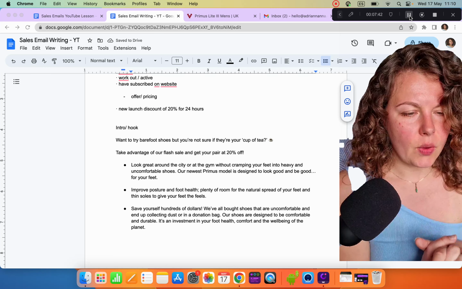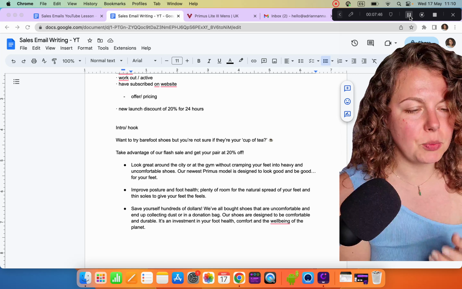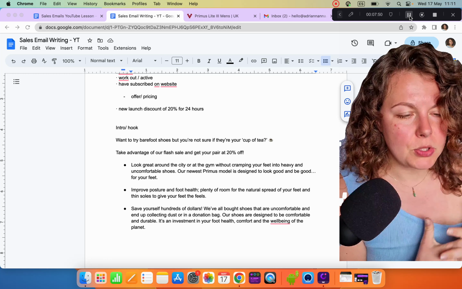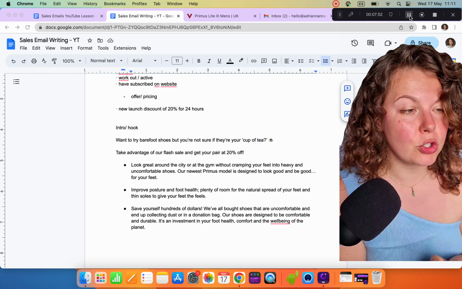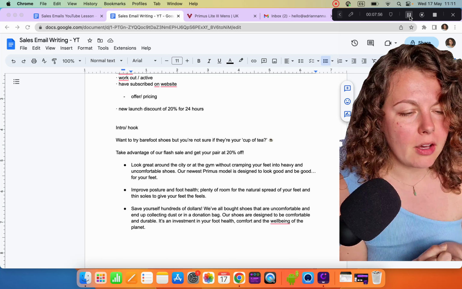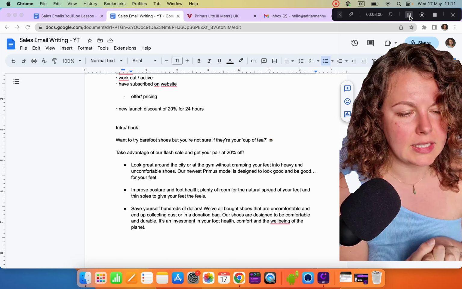Okay, so I wrote the first benefit. I said, look great around the city or at the gym without cramping your feet into heavy and uncomfortable shoes. Our newest Primus model is designed to look good and be good to your feet. Then I said, improve posture and foot health, plenty of room for the natural spread of your feet and thin soles to give your feet the feels.